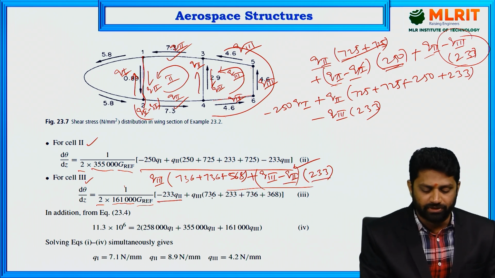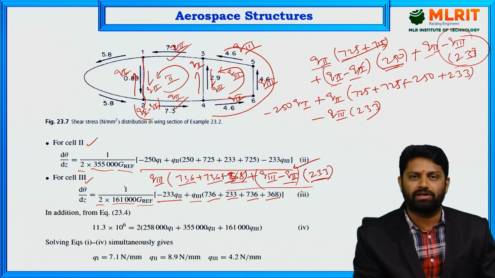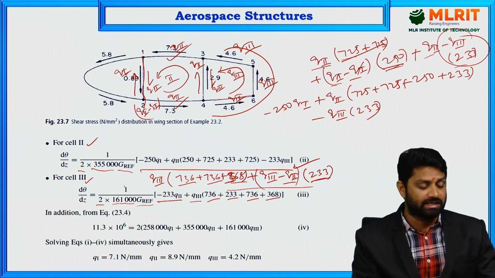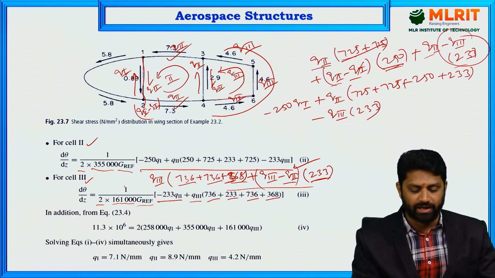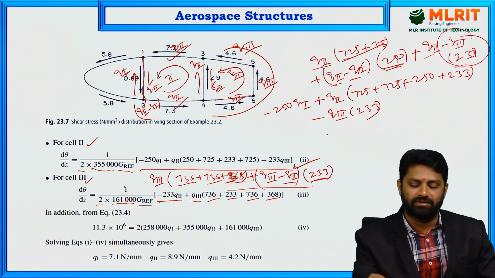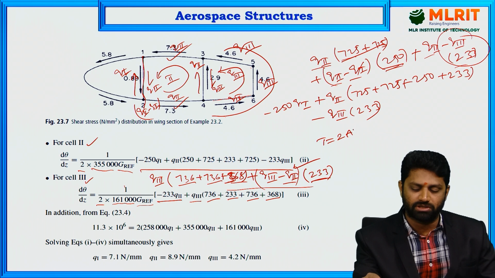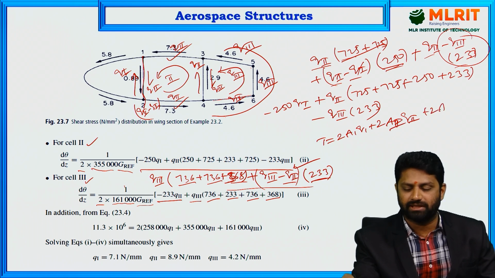Then when you take Q3 common, you get 736, 568. In fact, this is not 568, this is 368. So you get 368 and then 233. So this is how we write the rate of twist equations for cells 1, 2 and 3. And do not forget that we also have to write the torque equation. So the torque equation for all the 3 cells is nothing but 2A1 Q1 plus 2A2 Q2 plus 2A3 Q3.